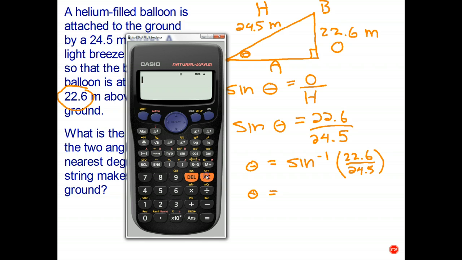Okay, let's go ahead and work out the answer. So we need shift and sine, fraction, 22.6 over 24.5. Double check that we've typed it in correctly. Looks pretty good to me. We're going to round it off to the nearest degree. 67.28, so that's going to be 67 degrees.